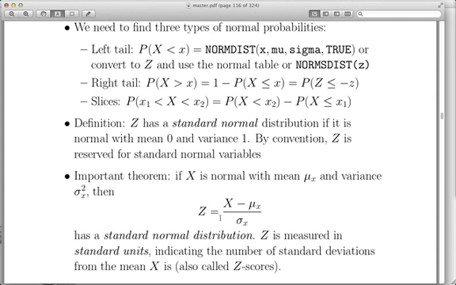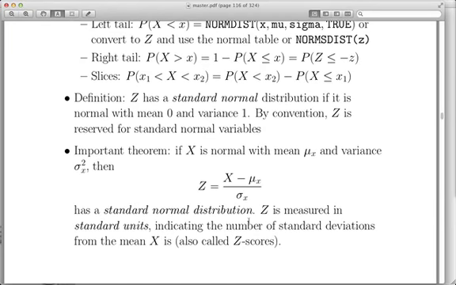One thing about this, Z is going to be measured in standard units. So the unit of a z-score is its standard deviation. So every unit then is 1.